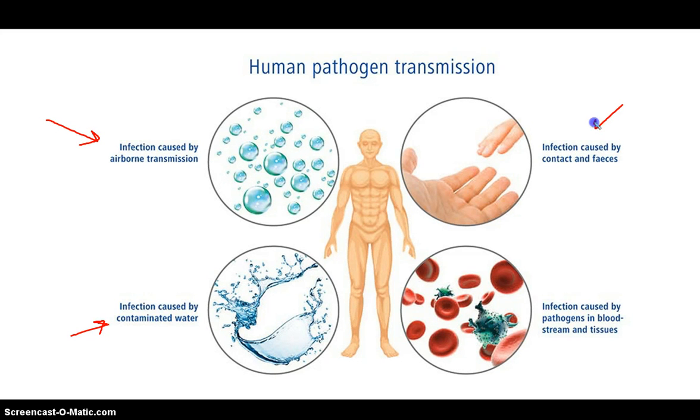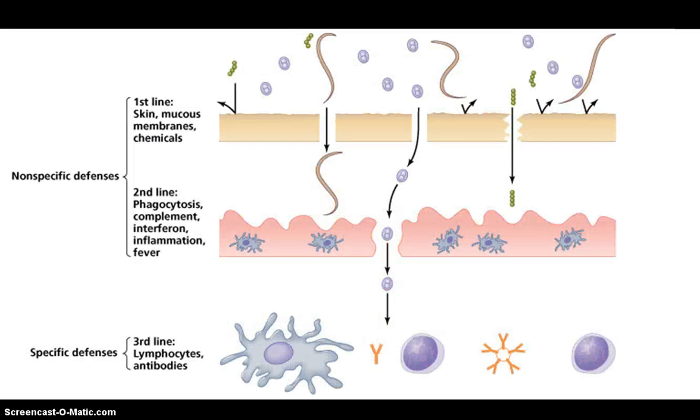Infection can be caused by contact and feces. So here is actually picking up, so touching some things like a doorknob and such. And finally, there can be infection caused by pathogens in the bloodstream and tissues. So this is why universal precautions should be taken when dealing with blood and other body fluids. So these are ways that pathogens can be transmitted.